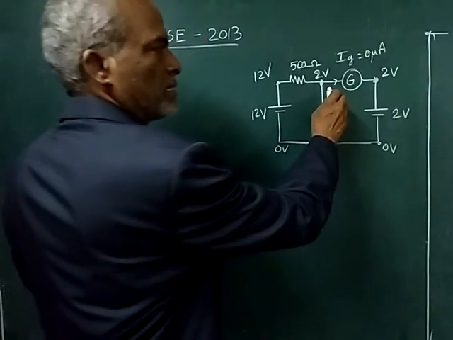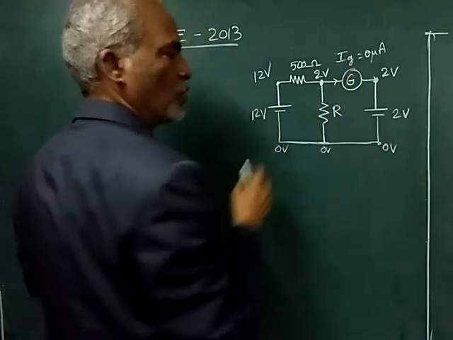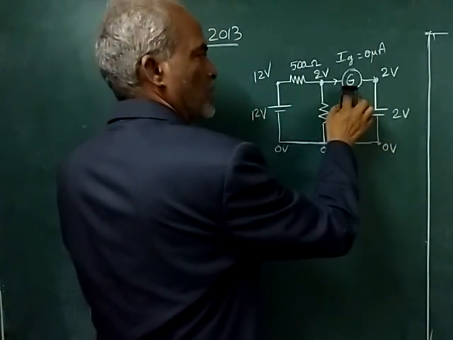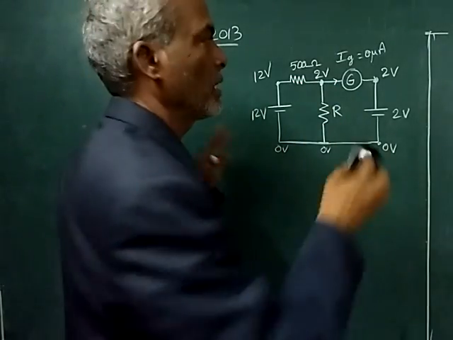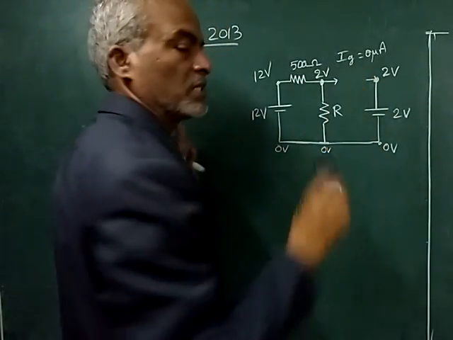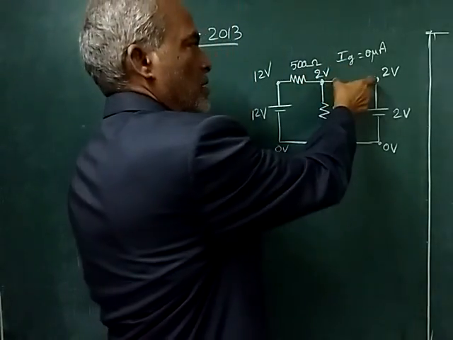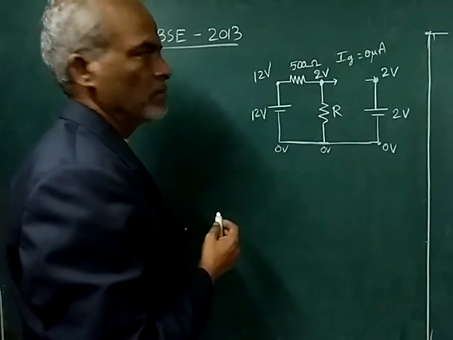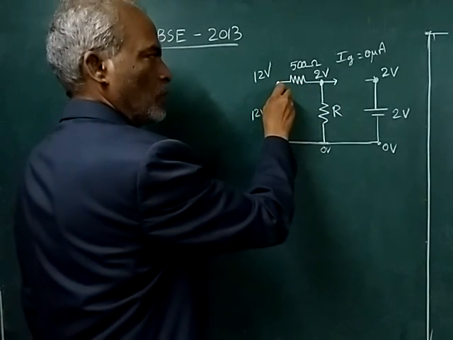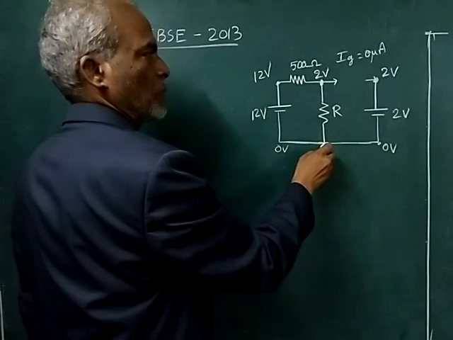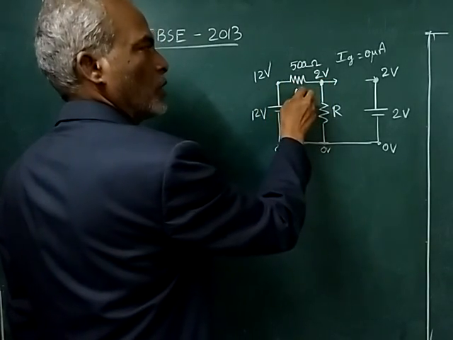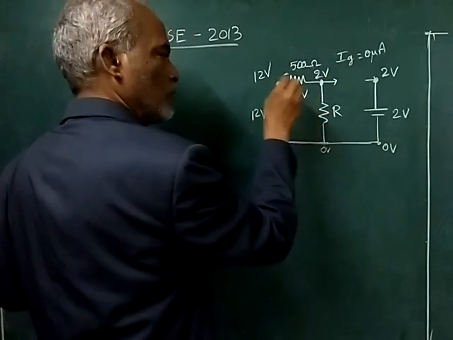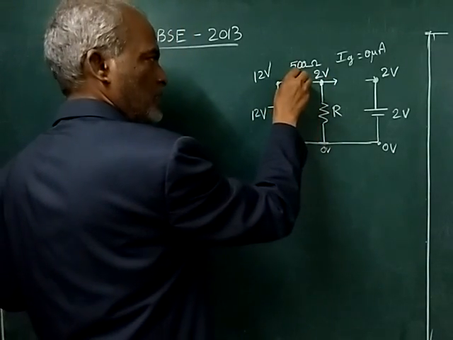Since the current flowing through the galvanometer is 0 microamps, we can think as if it is an open circuit. Galvanometer is there, but no current. No current means we can think as if the circuit is open in that branch. Now we have only this branch. If you carefully see, this is 12 volts, this is 2 volts with respect to this reference 0. So 12 minus 2 will give you the voltage drop across this resistance. 12 minus 2 is 10 volts. So the voltage across this 500 ohms is 10 volts.